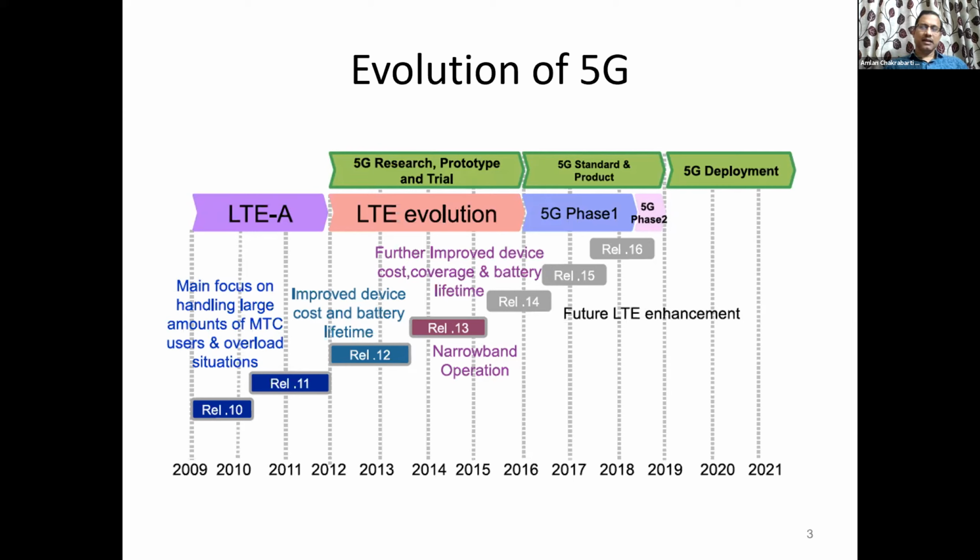So regarding the speed, the real data what we have. If you see the speed of 3G, 4G, the advanced 4G, and the 5G, 5G is around 10 times the data rate. That's one of the very strong points of 5G: 10,000 megabits per second. It's a huge jump.